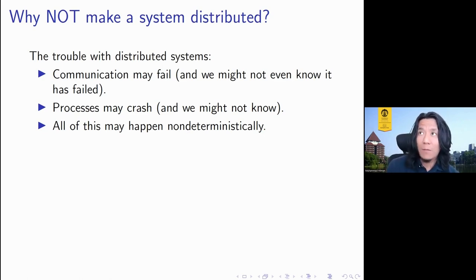The second one, the process in one or more nodes scattered around the system may crash. And again, we might not know if one or two nodes within this kind of system crash. We didn't know because there are thousands of computers probably involved in this kind of system. We cannot have full knowledge of all of the nodes within the system. And all this, either the communication line or the nodes crashing, can happen non-deterministically. It means we cannot predict when those kinds of crash or failure can happen.